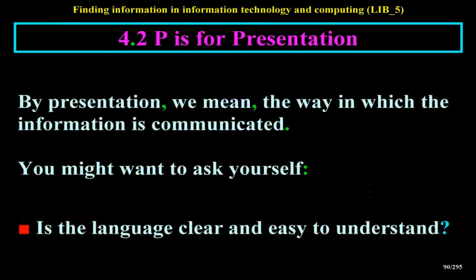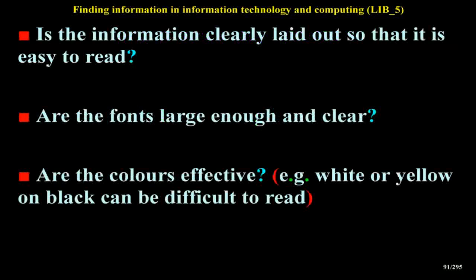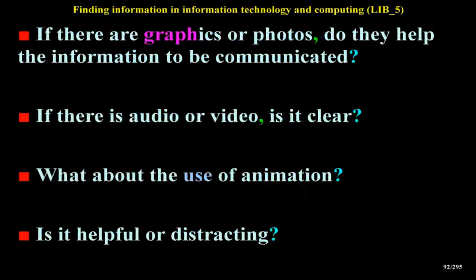4.2 P is for presentation. By presentation, we mean the way in which the information is communicated. You might want to ask yourself: is the language clear and easy to understand? Is the information clearly laid out so that it is easy to read? Are the fonts large enough and clear? Are the colors effective? E.g., white or yellow on black can be difficult to read. If there are graphics or photos, do they help the information to be communicated? If there is audio or video, is it clear? What about the use of animation? Is it helpful or distracting?